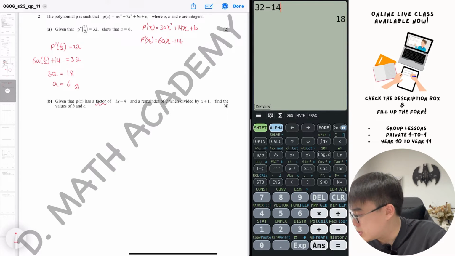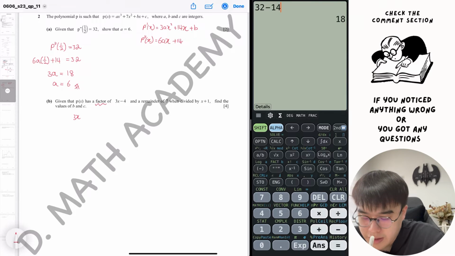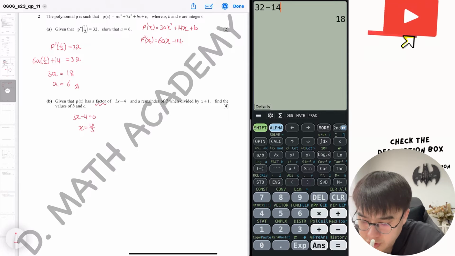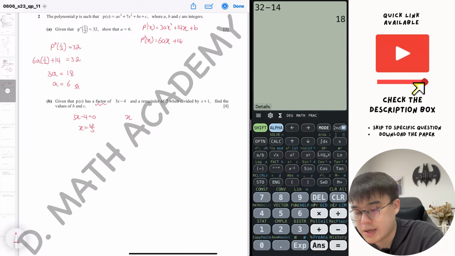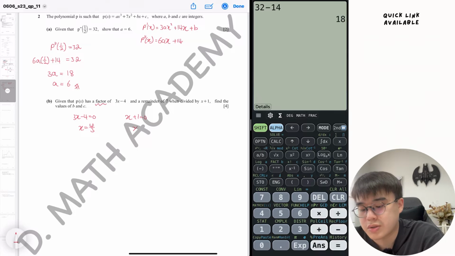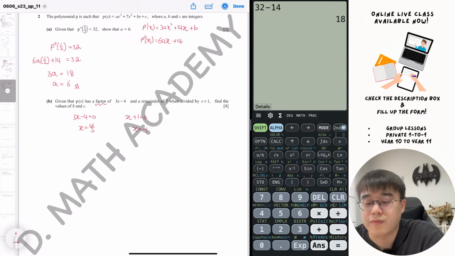So to solve this, you have to take note that the factor must equate to 0. You get 4 over 3. On the other hand, x + 1 equals to 0, so you will get x equals to -1.